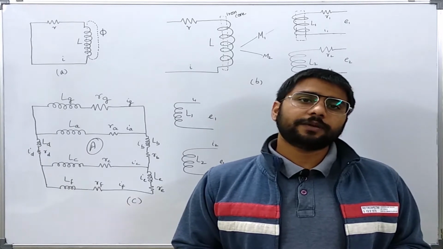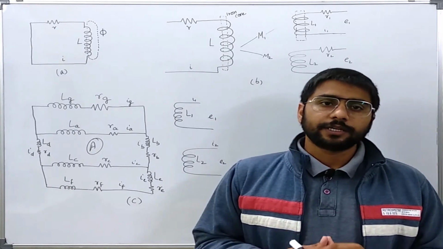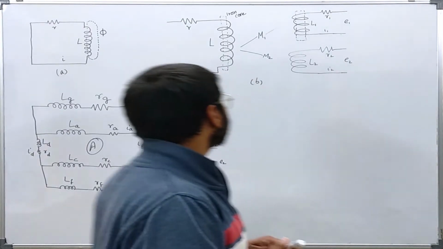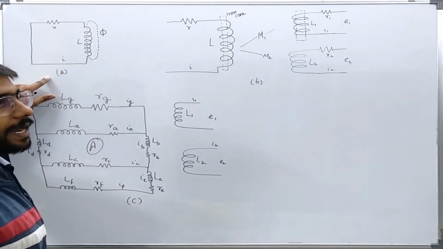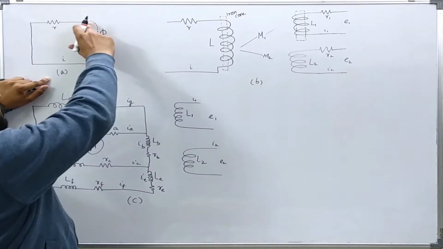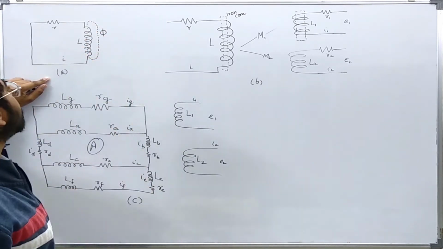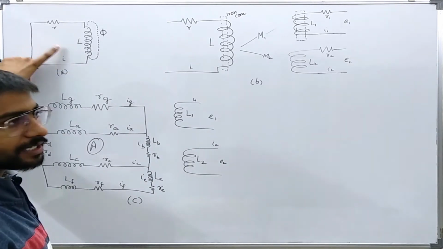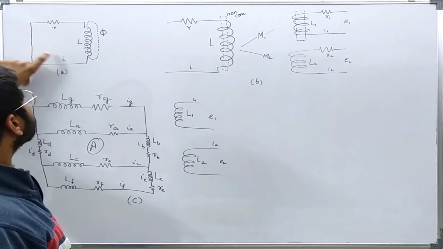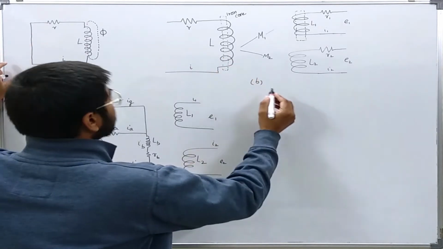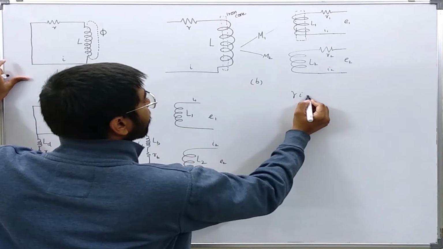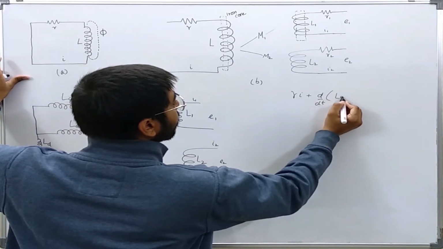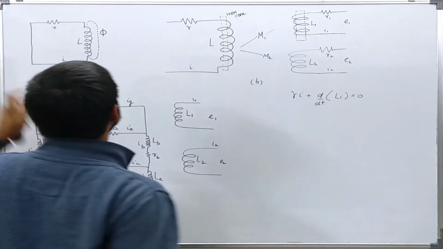For that, on the board I have drawn some circuits. So let us see what I want to show here. For the circuit A, let us say this is the flux phi linking with the coil. So if I want to write the loop equation or the KVL equation in this circuit, what I will write is Ri plus d by dt of Li is equal to 0.